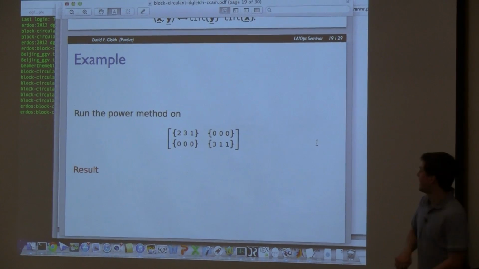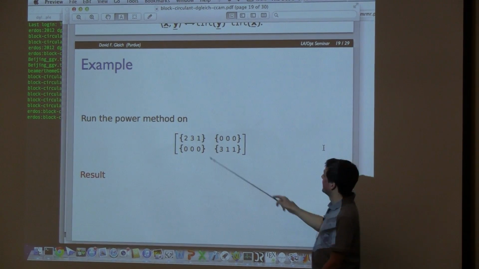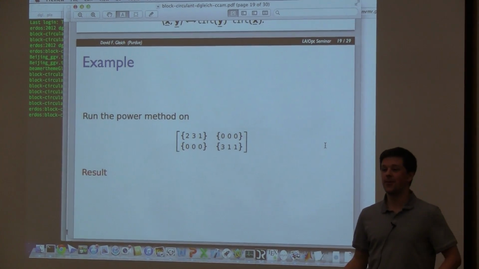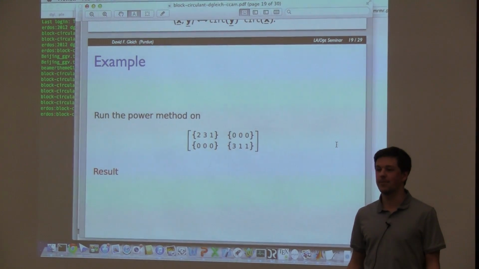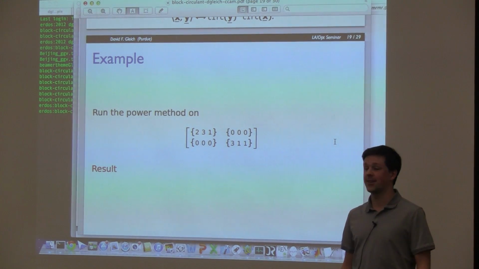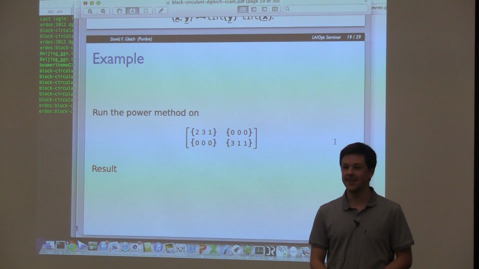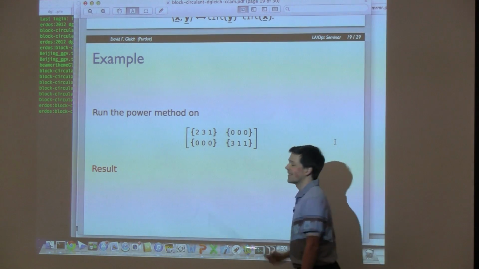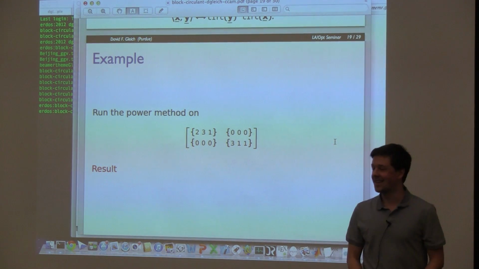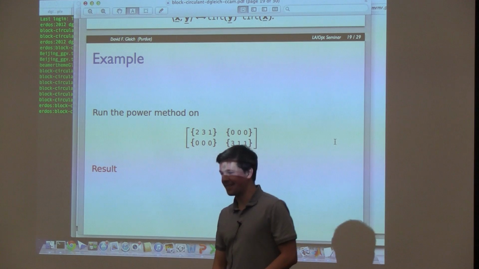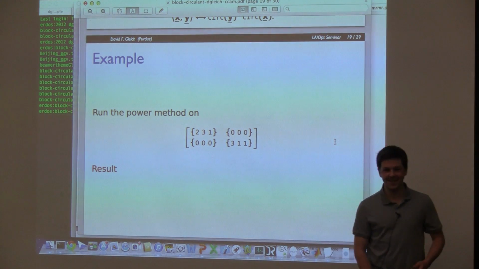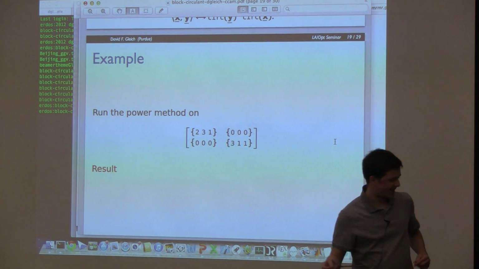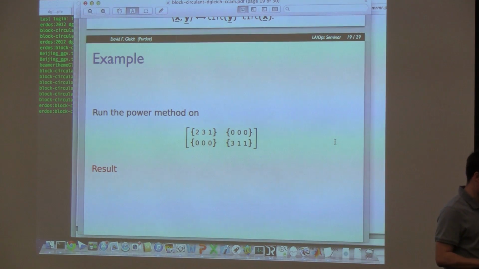All right, so here's a quiz. If I run the power method on this matrix, what do you guys think will come out as a possible eigenvalue and eigenvector? Any guesses right here? Top left entry. All right, that's what I guessed too. Does anyone else have a different guess? Okay, turns out that's wrong.